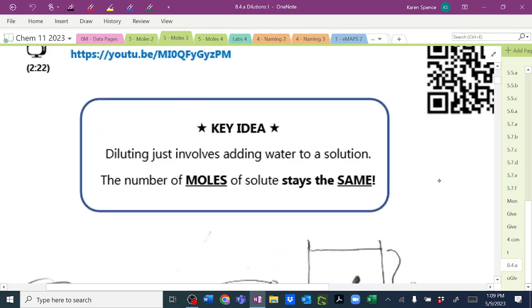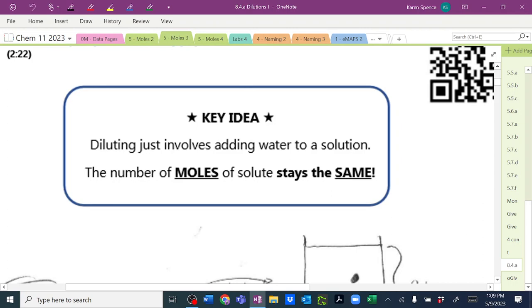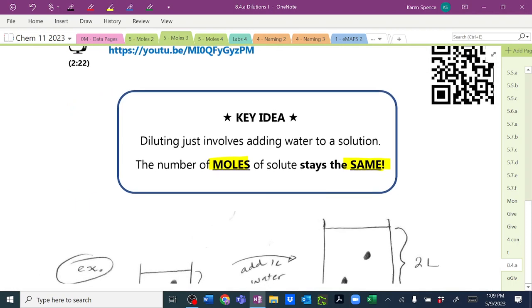Okay, so the key idea to this, are you guys familiar with diluting something? What do you do when you dilute something? What do you add? Water. So you're just adding water. Are you changing the amount of dissolved stuff? No, you're just adding water. So the moles of the solute stay the same. And that's the key idea to this whole thing. If we're diluting, the moles of solute stay the same.